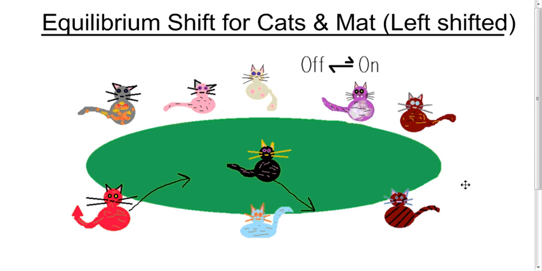You're going to have fewer cats on the mat than off the mat. So more cats are off the mat. Now, you still have cats getting off and on the mat. This guy's getting off and this guy's getting on, or else the system wouldn't be considered to be at equilibrium.